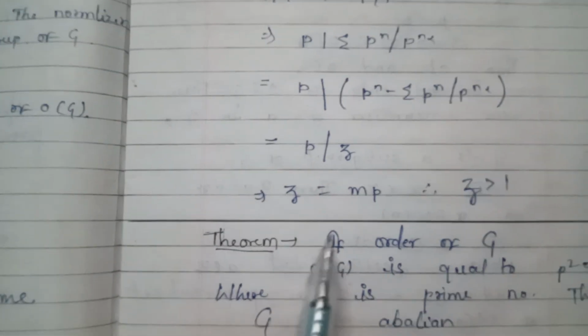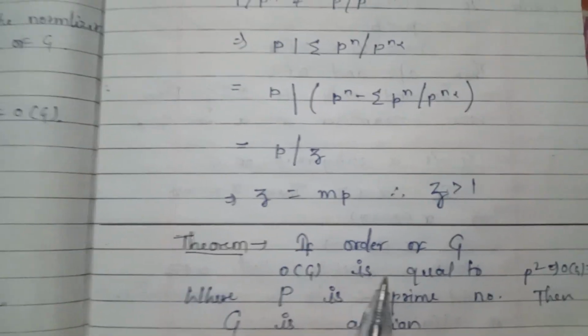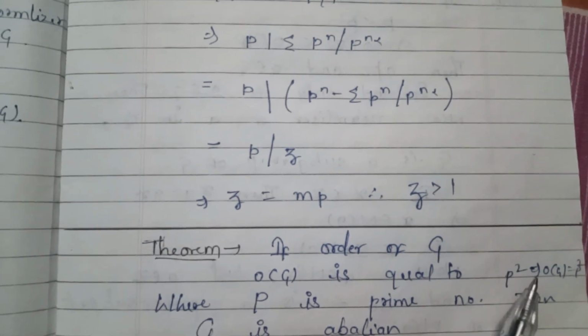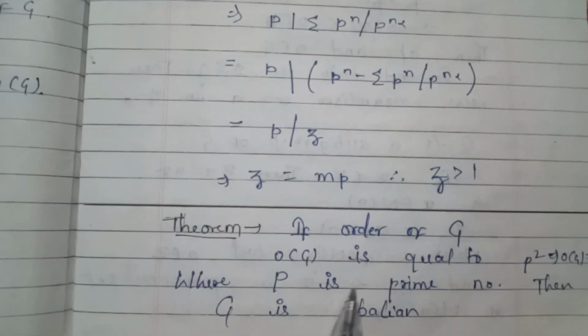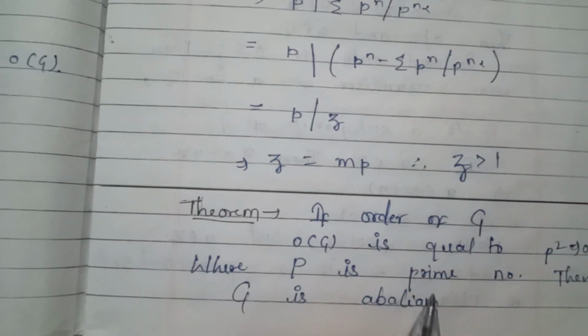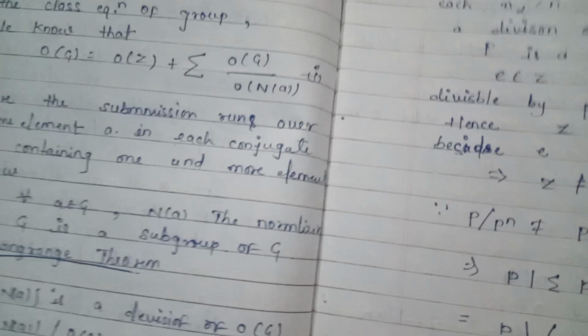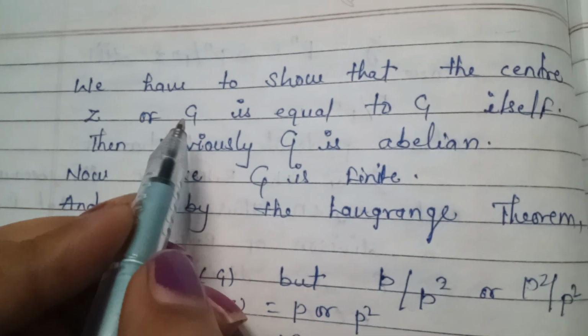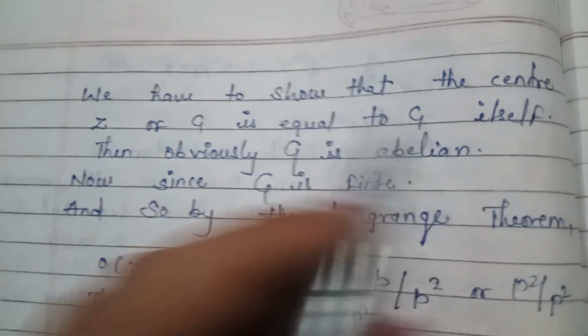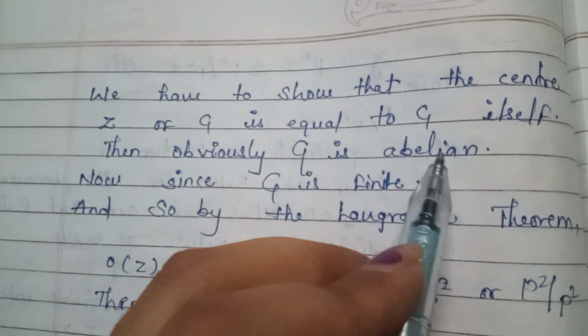Now there is another theorem. If the order of G is equal to p squared, where p is a prime number, then G is abelian. So now we have to show that the center Z of G is equal to G itself. Then obviously G is abelian.